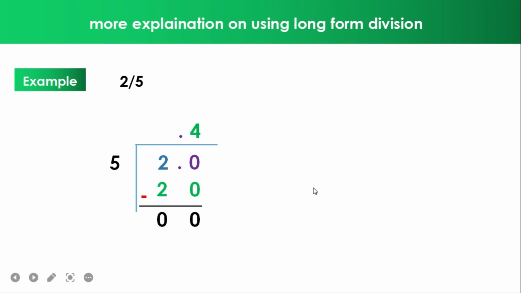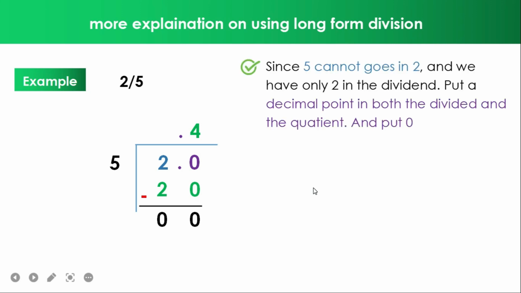I color it green and purple and other colors for you to be able to understand this. Now the first thing we did is that since 5 cannot go into 2, and we have only 2 here in the dividend, we put a decimal point here, and I will put another decimal point in the quotient, and we put 0. That's the first step. You understand?